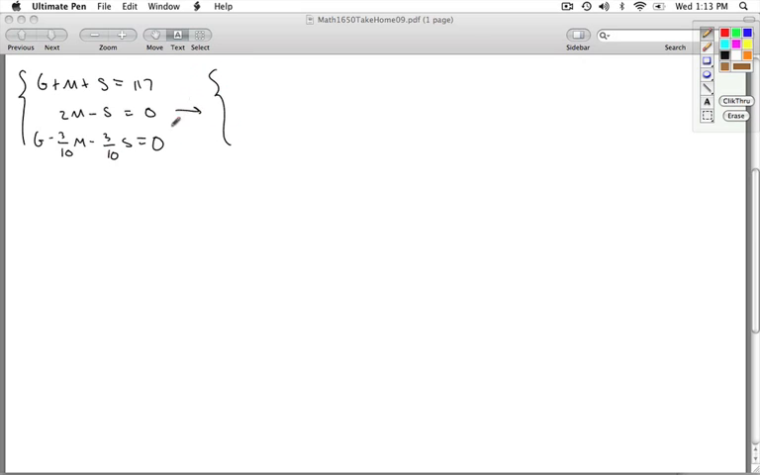Now before we encode them into a matrix, we've got some fractions down here that you probably would rather not deal with straight away. So we can go ahead and multiply both sides of this equation by 10 and get something a little more manageable, at least at the start. Both sides by 10, I'm going to get 10G minus 3M minus 3S is 0. And now we'll go ahead and shove that into the augmented matrix.